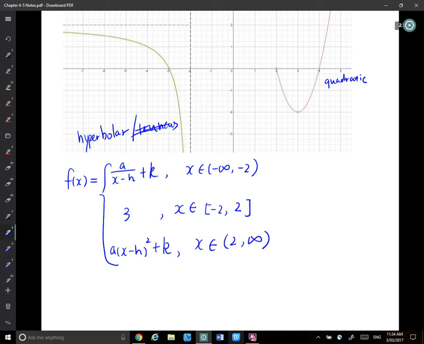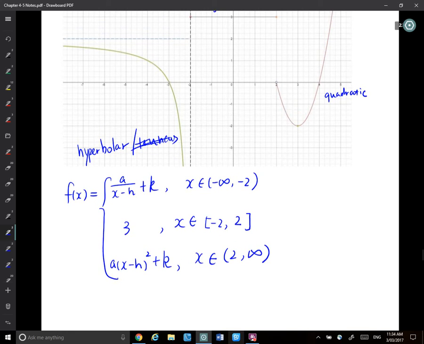Okay, so that's the rules I can write for this hybrid function. But I haven't worked out what is the hyperbola and what is the quadratic. Let's find the rules for that. Okay, that point is 2, negative 2. That point is 4, 0.